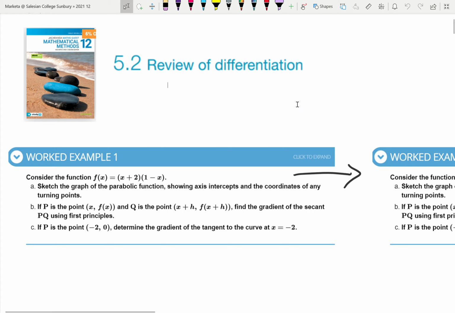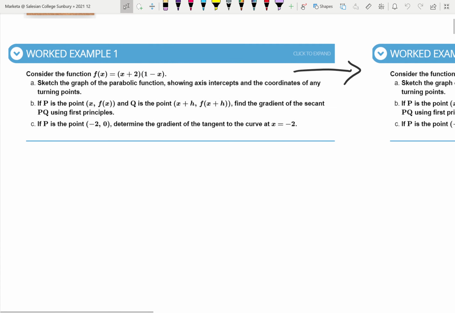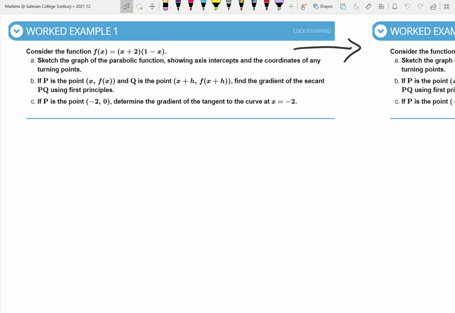Everyone, today I'm going to be going through the worked examples from 5.2, which is a review of differentiation. This is a pretty long video, I think, because there's quite a lot to get through, and I want to explain first principles in a little detail as well. So let's use example 1 to do that.